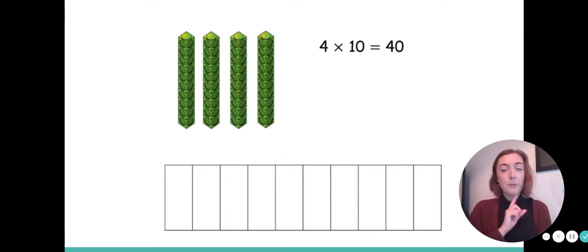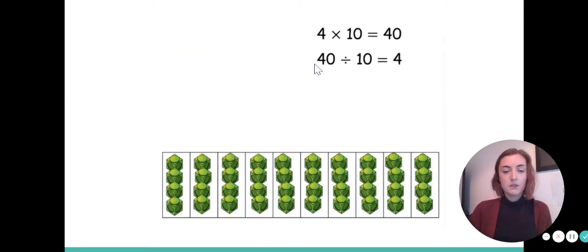Do you think you could pause here and have a go at the division sentence? I'll give you a clue. You will start with 40, so it will begin 40 divided by. Pause now and give it a go. Well done.